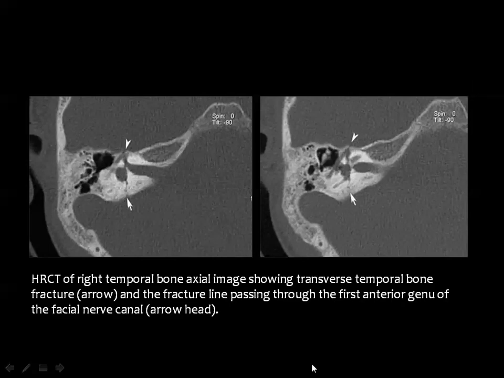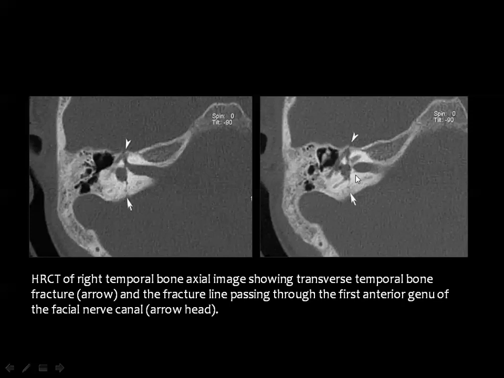This is what we call a transverse fracture of the temporal bone, and this is relatively uncommon. It represents about 25% of temporal bone fractures, while the longitudinal fracture represents about 75% of the fractures. The longitudinal fracture will affect the middle ear, while the transverse fracture, like this one, will affect the inner ear. And this arrowhead points to the facial nerve canal.